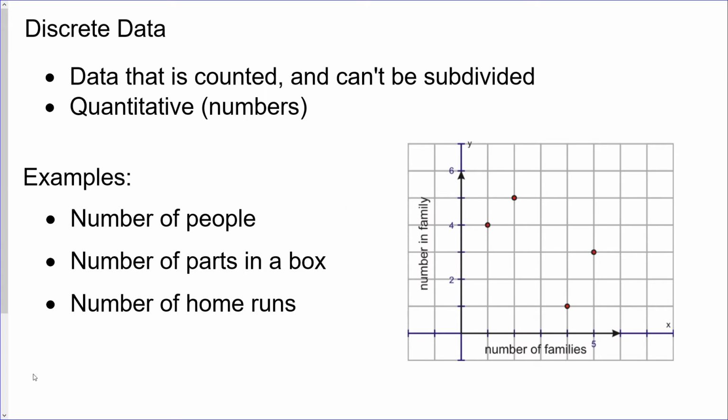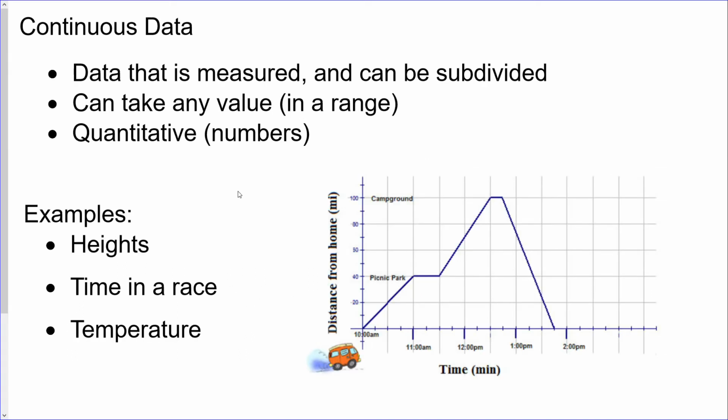On to the last one, and that's continuous data, and that's data that's measured and can be subdivided. It can be any value, usually within a range of values. I'll talk more about that in just a second with the examples. And these are also quantitative, so dealing with numbers. So remember the difference between qualitative, which was categorical, using your senses to find that information, and quantitative, which is counting or measuring something. Examples of continuous data include heights, time in a race, or temperature.